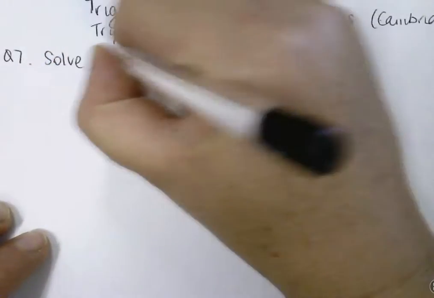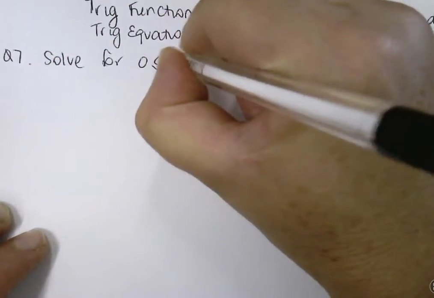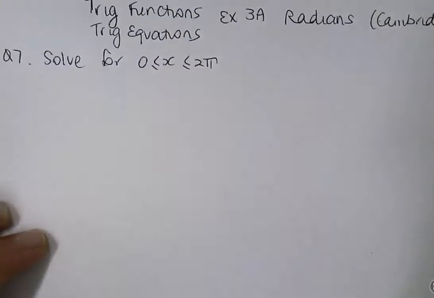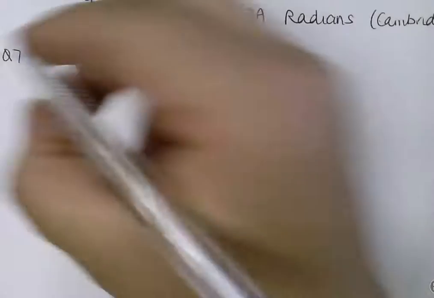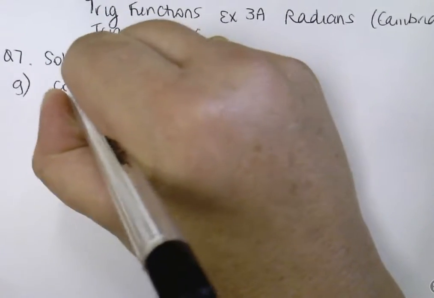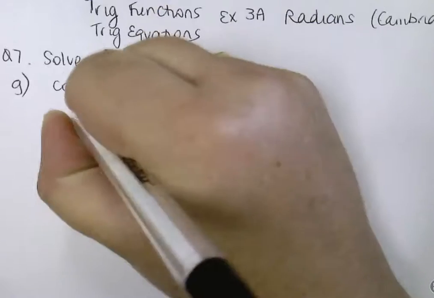Question 7, we have to solve for 0 less than or equal to x less than or equal to 2 pi. In other words, we're solving between 0 and 360 degrees. Just looking at a fairly simple one first. Question 7g, cos x plus 1 equals 0.